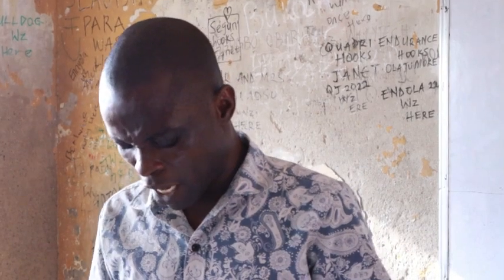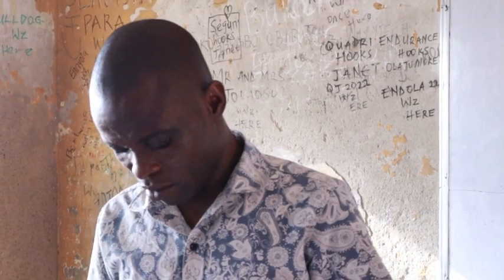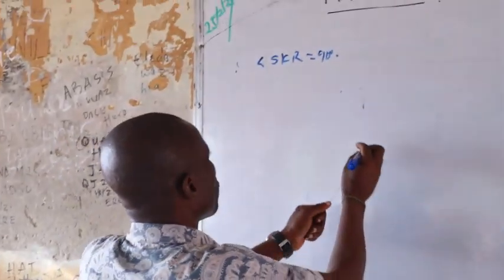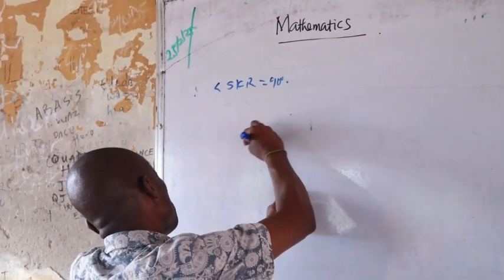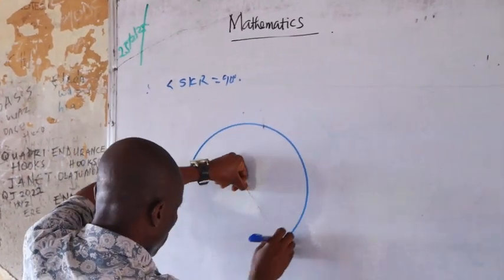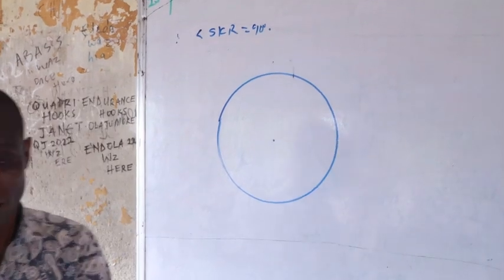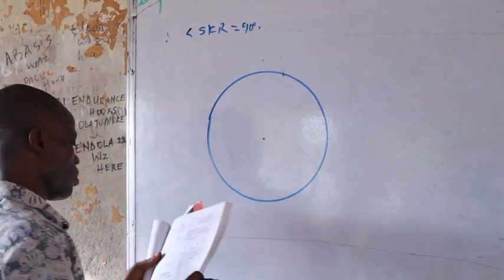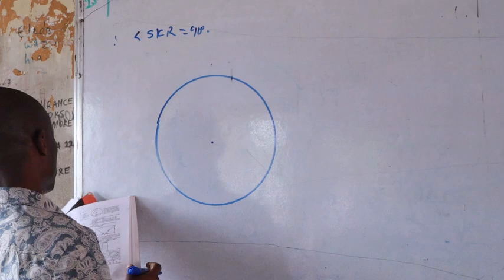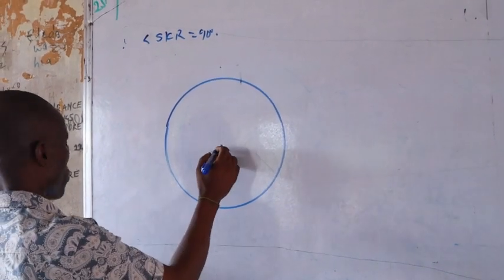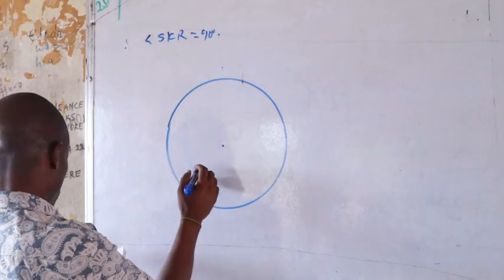Now let me draw the diagram. This is YX question 2. The line does not pass through the center.